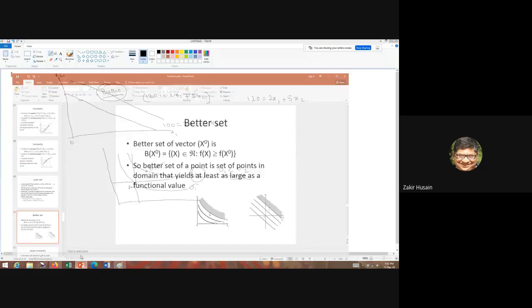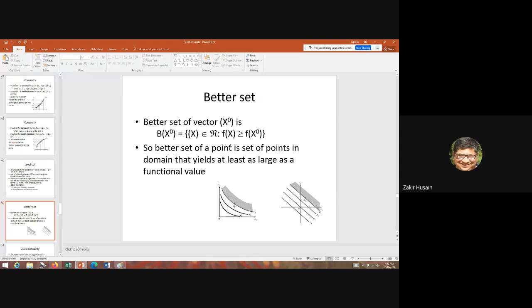So using this, we can define the concept of a better set. A better set is that if you take the vector, the functional value will be better. How can I draw this? Can I draw over here? No, I can't draw. Okay, can you see the mouse? Yes, sir.